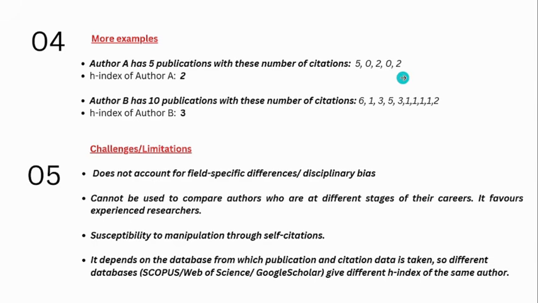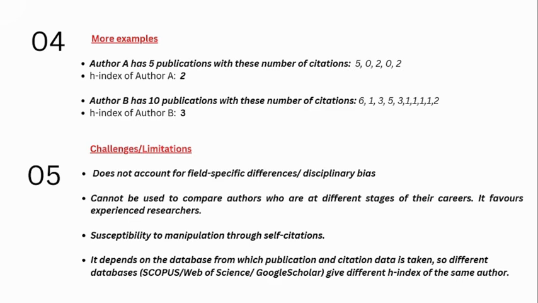So can author A have 1 as the H-index? Yes. Is there one paper with at least 1 citation? Yes, of course. In fact, there are 2 papers with 2 citations, so 1 is satisfied. Now let's move to 2. Are there 2 papers with at least 2 citations? Yes, there are 2 papers with at least 2 citations.